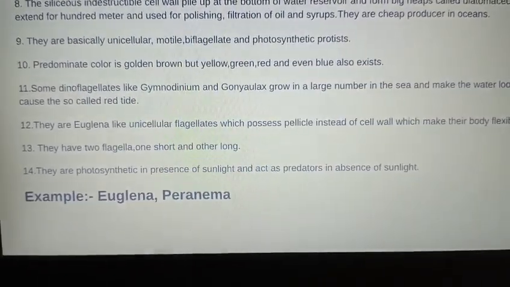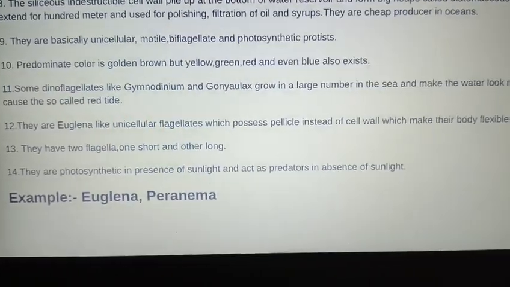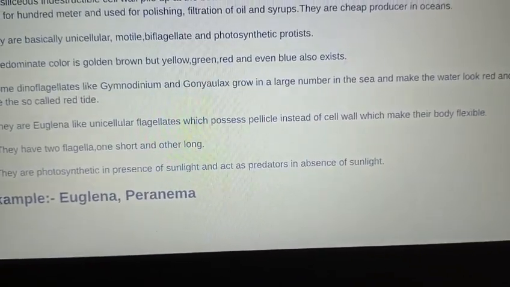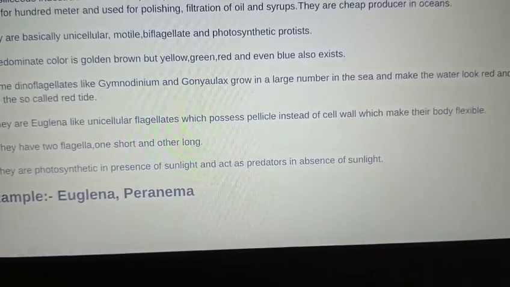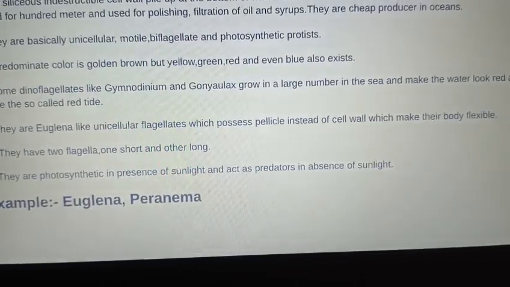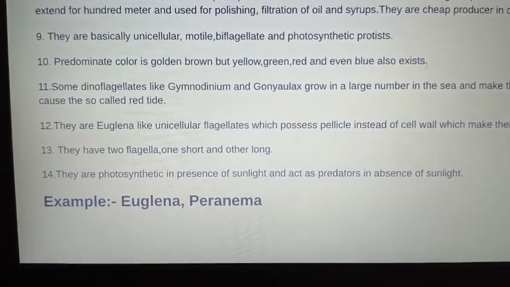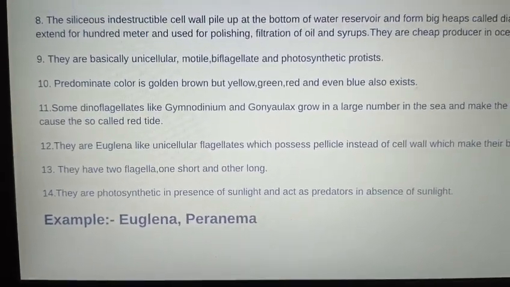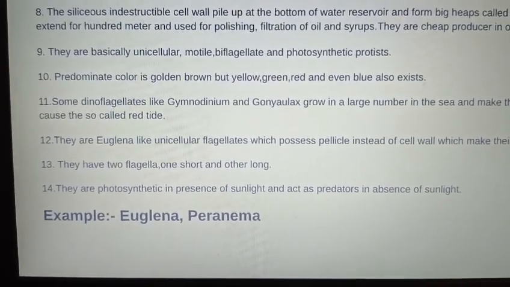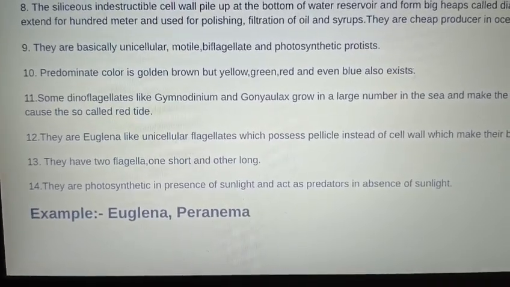Okay. They are Euglena-like unicellular flagellates which possess a pellicle instead of a cell wall, which makes their body flexible. See, their body doesn't have a cell wall, they have a pellicle, which makes their body flexible and motile. They have 2 flagella. I have told you previously, biflagellate means they have 2 flagella. One short flagellum is present and one long flagellum is present.